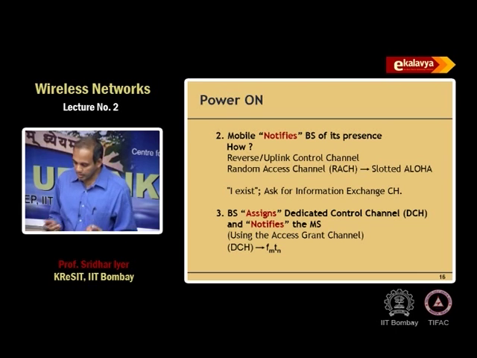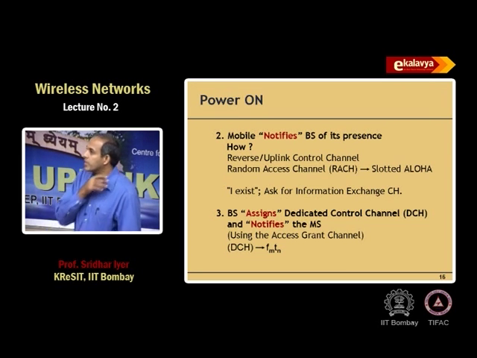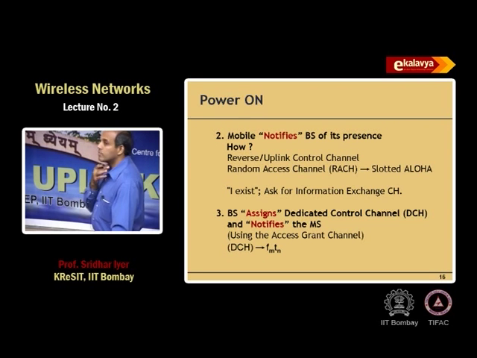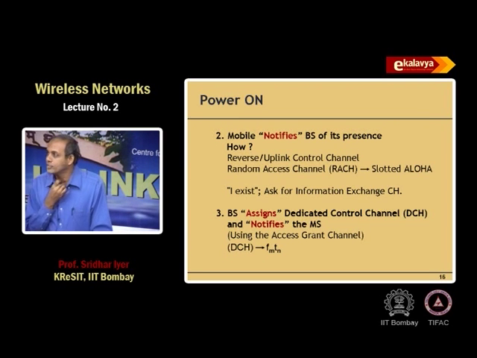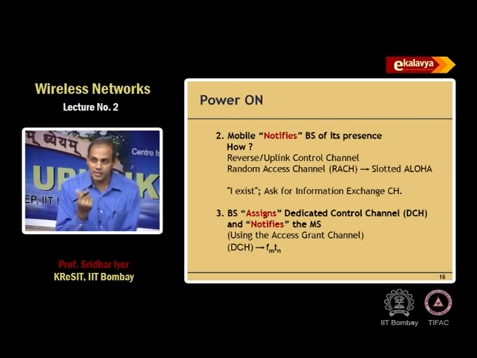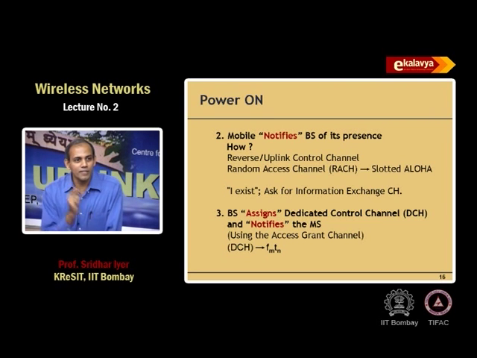Okay. So what is the next thing that should happen? Channel assignment. So this channel has to be assigned, right? So the BS assigns the dedicated control channel. Correct? How? It just picks one. It has n number of channels available to it. It just picks one and says, okay, this is the dedicated control channel. So that is the easy question. The harder one is, how does it inform the mobile node? Right? It assigns the dedicated control channel and notifies.